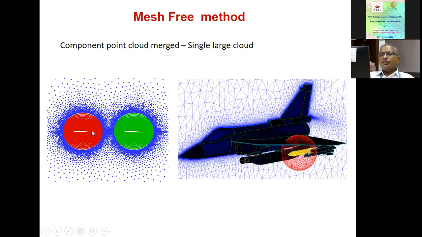Suppose you can see 2 circles, one red and one green. I have used a simple polar grid around each body here, then sourced those points from these 2 grids. Then outside these 2 circles, I have generated an unstructured grid, sourced the points from it and combined all of them to form a single cloud of points. So this is the principle.